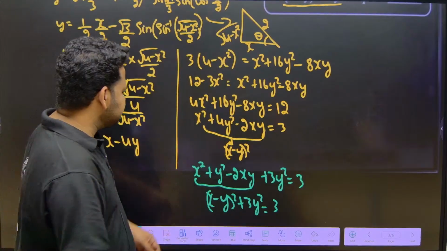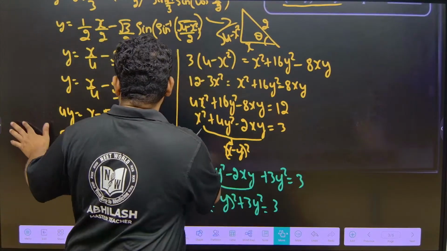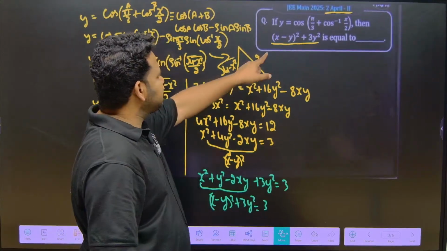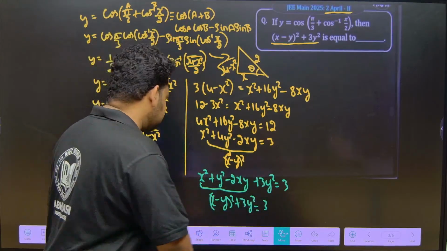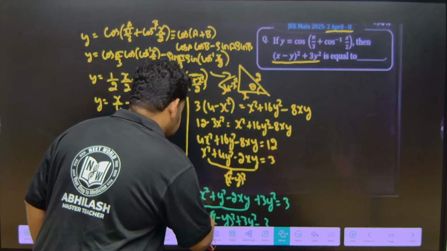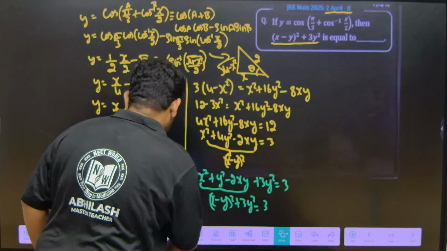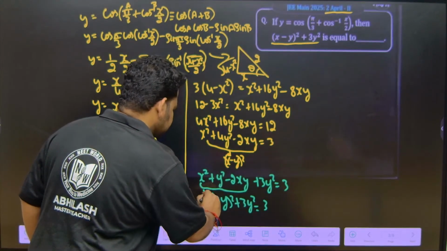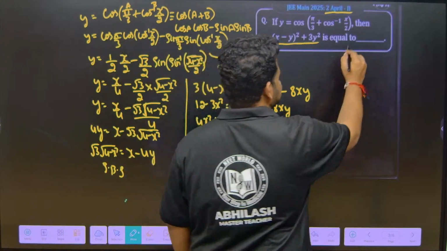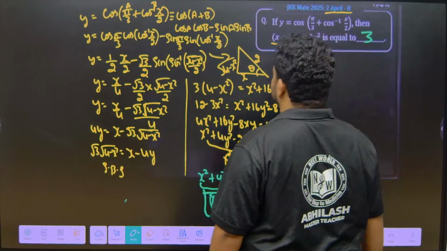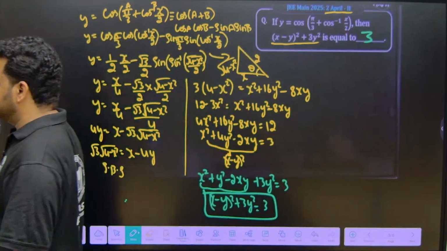What are they asking us now? They are asking us to find x minus y whole square plus 3y square. That is what we got here. So this entire thing, the value will become equal to 3. That's it. The entire thing, the value we got is equal to 3.